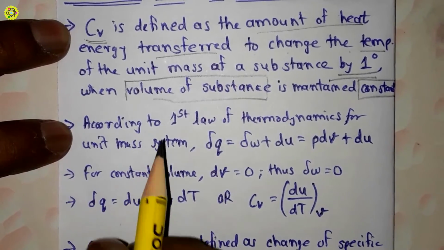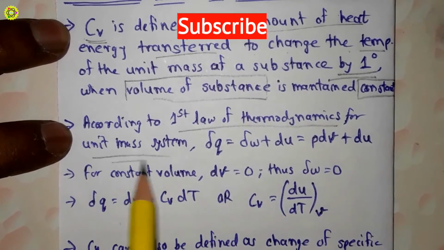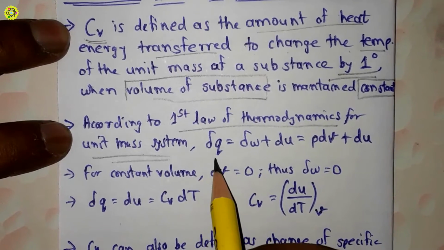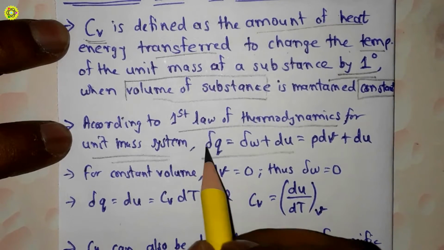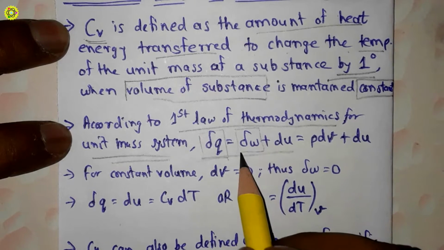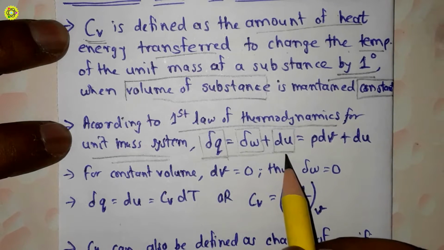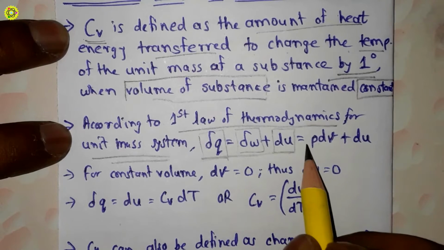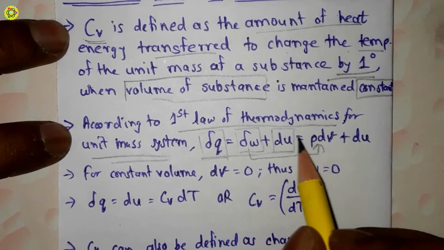According to the first law of thermodynamics, for unit mass of a system, it is given by delta Q is equal to delta W plus du. This is the change in heat transfer, delta W is the change in work done, and du is the change in internal energy. Again, delta W is pdv and this du is du.